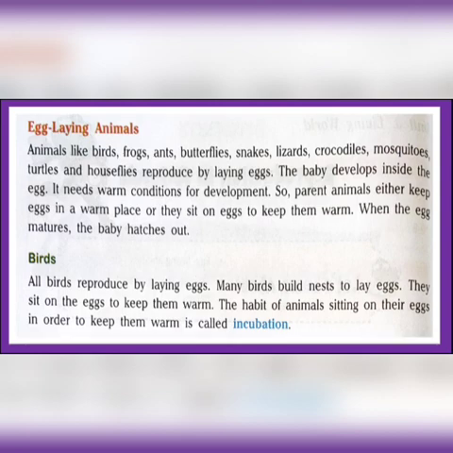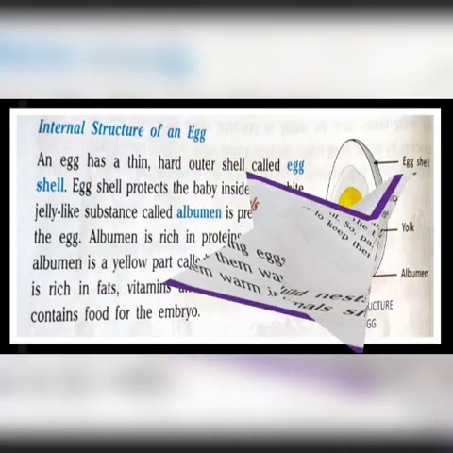First, let us discuss birds. How do birds reproduce? All birds reproduce by laying eggs. They lay their eggs and sit on them to keep them warm. And this habit is called incubation. So what is incubation? The habit of animals sitting on their eggs in order to keep them warm is called incubation.